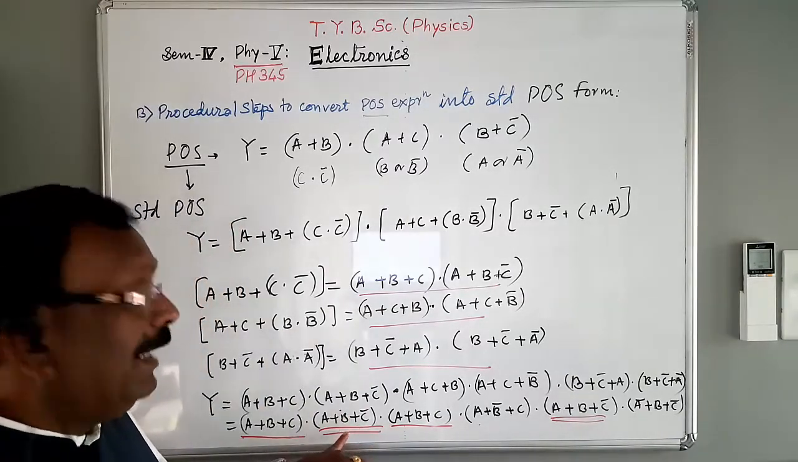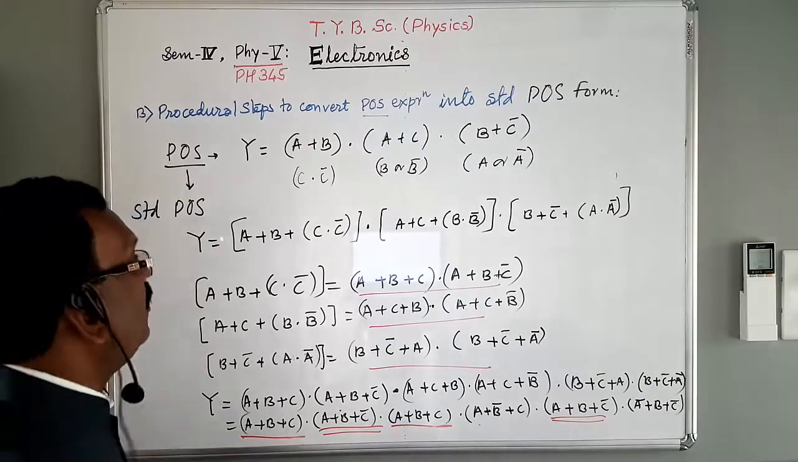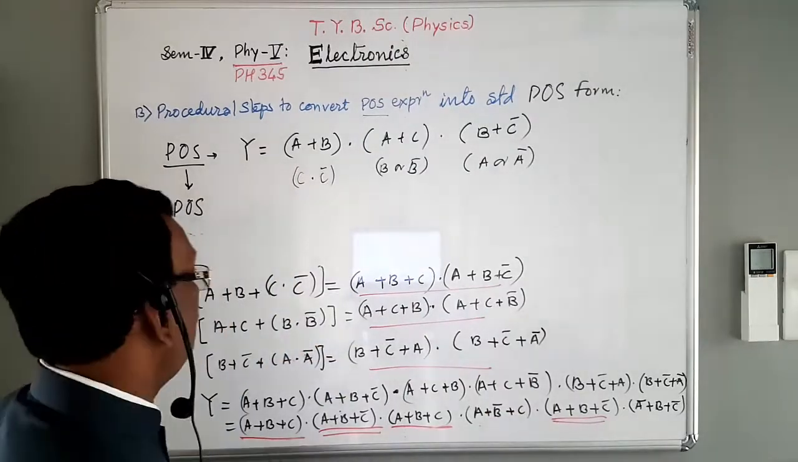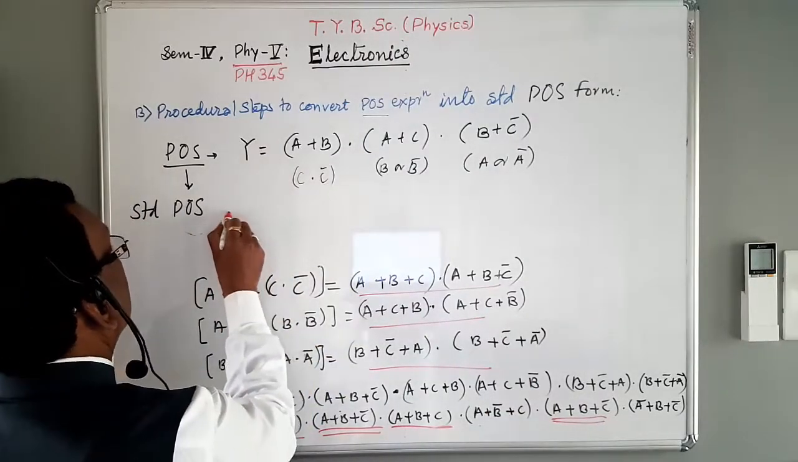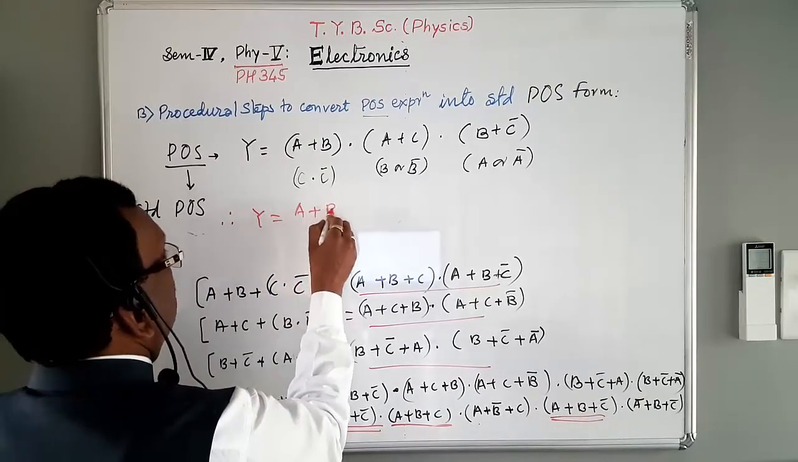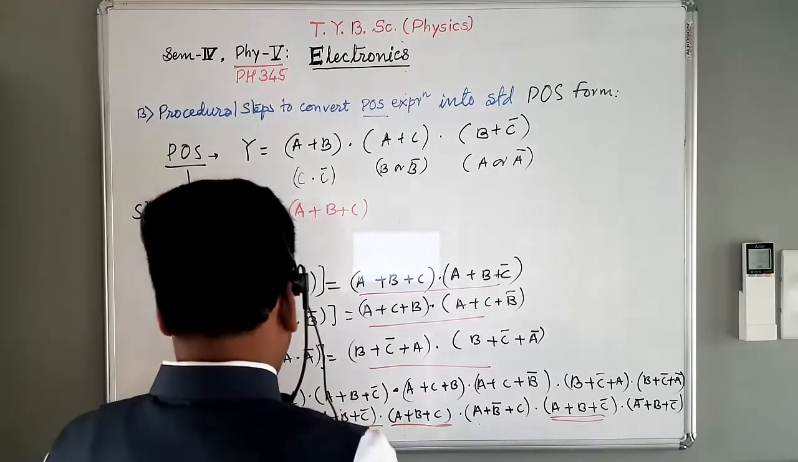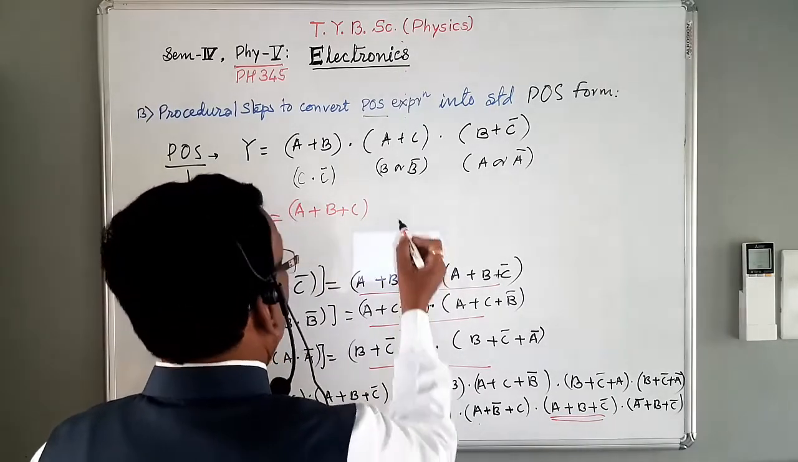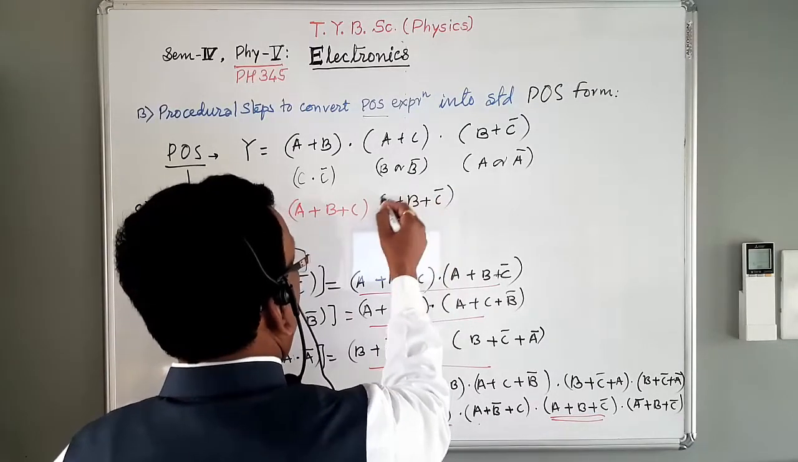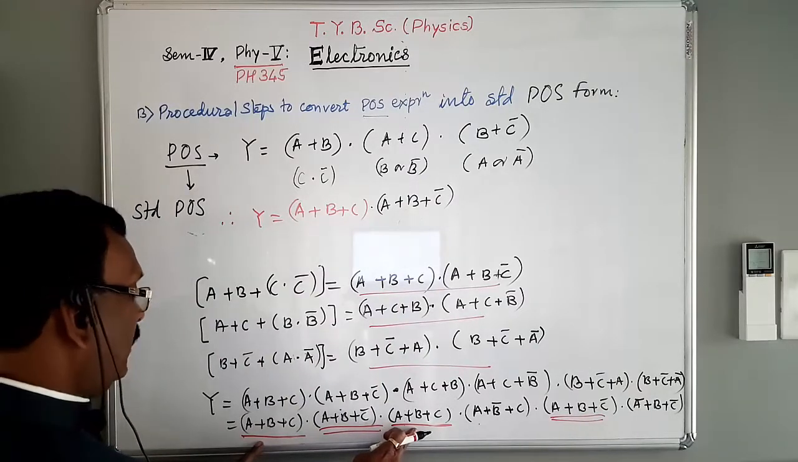Now when we eliminate these two redundant terms, what do we have to do? Instead of two, we have to consider only one term. So the next equation is like this: Y is equal to A plus B plus C, this is the redundant term first, then the second term, A plus B plus C bar. Instead of these two terms, we consider only a single term.